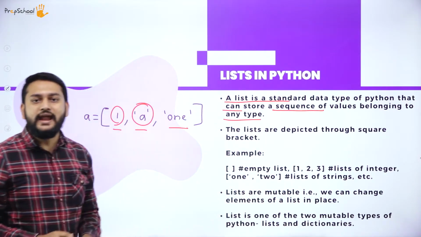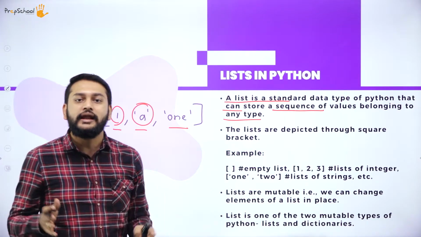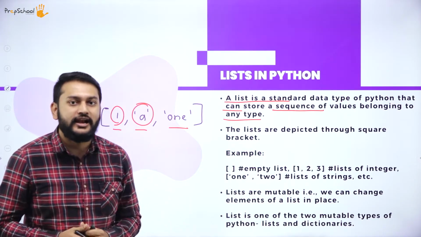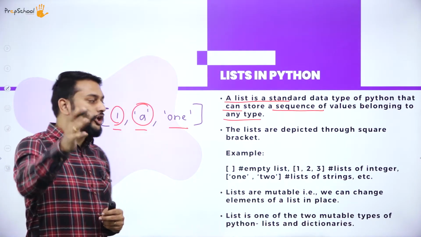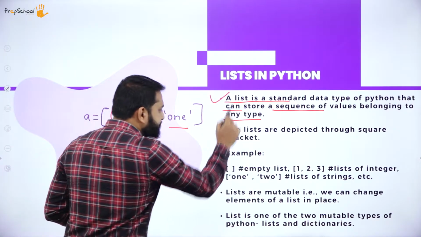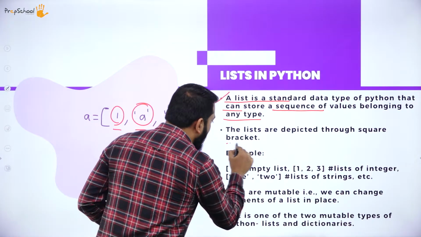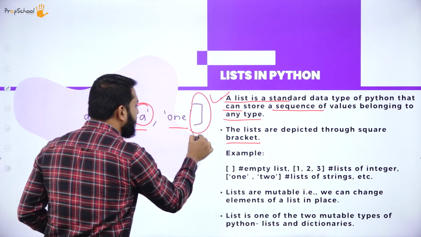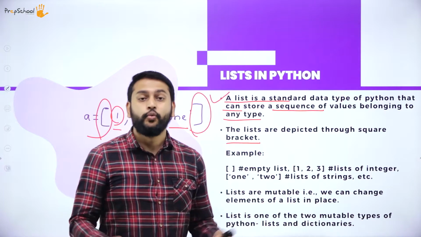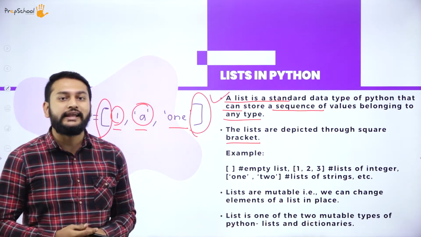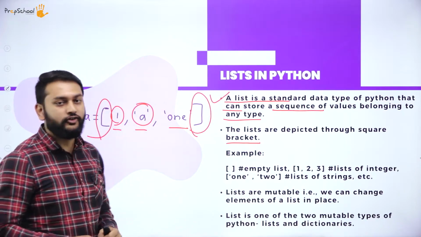It is not mandatory that you should have one particular data type. It is not mandatory to have a homogeneous data type. Homogeneous in the sense of one particular data type, right? So that is the meaning of the first point. The second point, lists are depicted through square brackets. So guys, whenever you are creating a list, make sure that you have the square brackets. Without square brackets, you cannot create a list. That is the second important point. You should make a note of it, right?